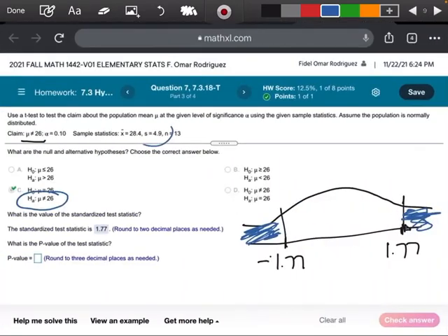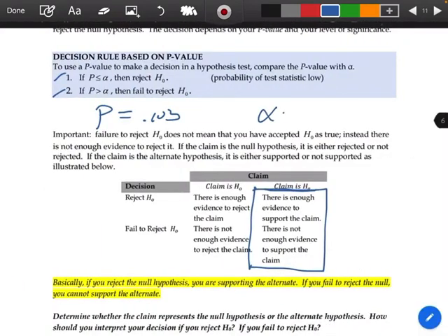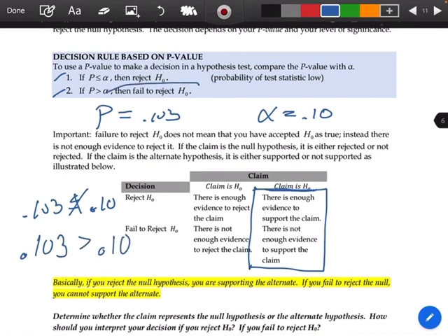I'm going to go back and say, what was our alpha in this case? Alpha is 0.10. So is P smaller than alpha? We're asking ourselves, is 0.103 smaller than or equal to 0.10? No, it isn't, because 0.103 is actually bigger than 0.10. So we're going to fail to reject, right? So we're going to say, look, we're going to fail to reject.